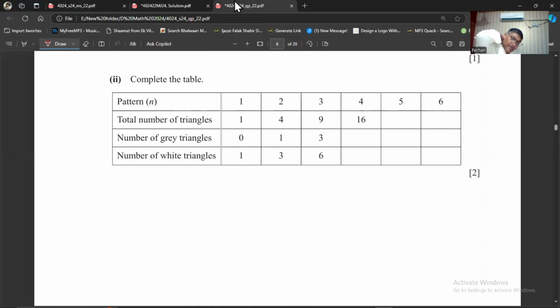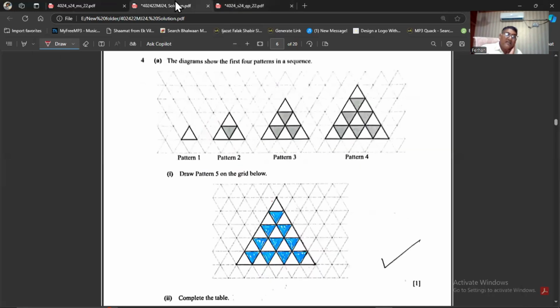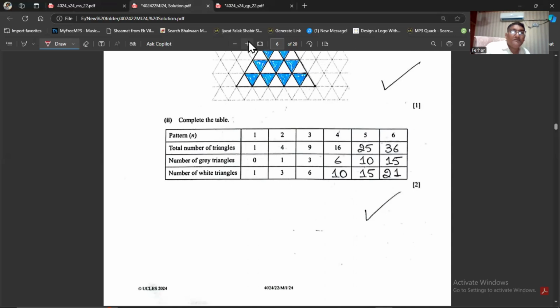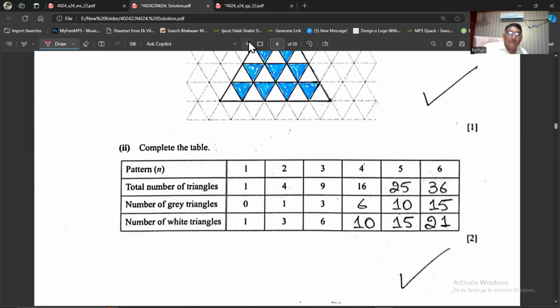We have to complete the table: pattern number 1, pattern number 2, pattern number 3, pattern number 4, pattern number 5, and pattern number 6. So here we have the total number of the triangles, 1. So this is square of the 1. This is 4, which is square of the 2. This is 9, which is square of the 3. This is 16, which is the square of the 4. And this will be 25, and this will be 36.